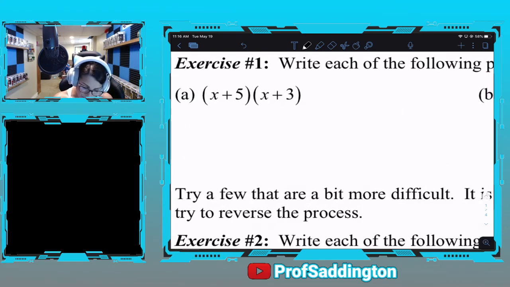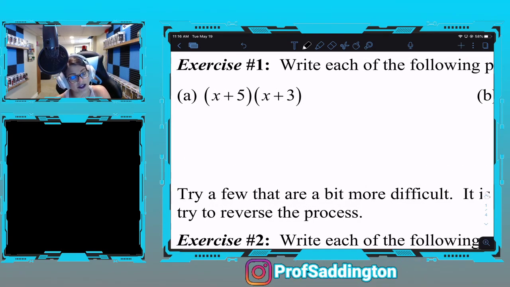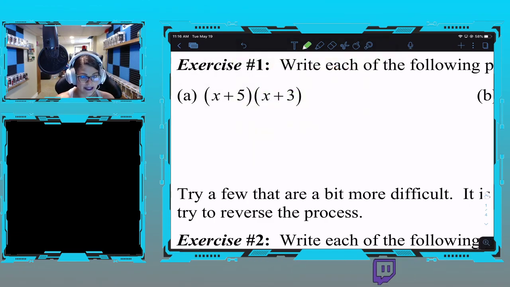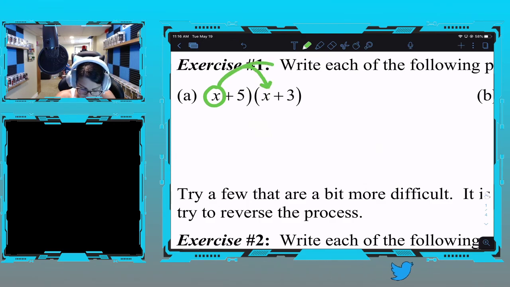So before we do that, let's just multiply two binomials and see what kind of answer we get, because we're going to be doing the opposite way today. So I'm just going to use the double distributive method. If you want to use the box method, that's totally fine. I don't have a preference. Whatever works for you. So I'm just going to double distribute. So we get x squared.